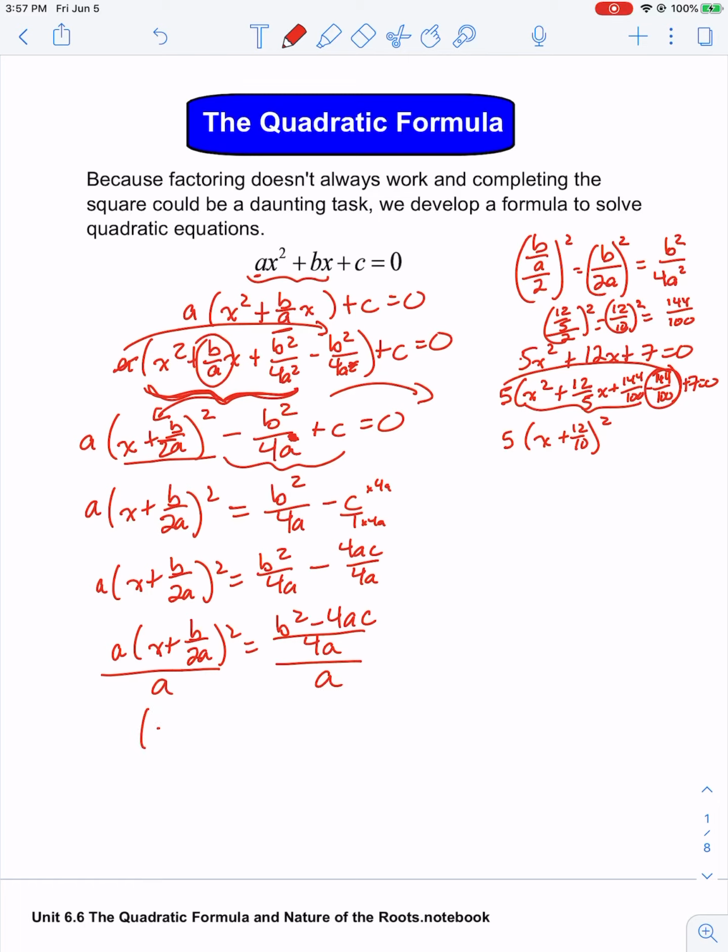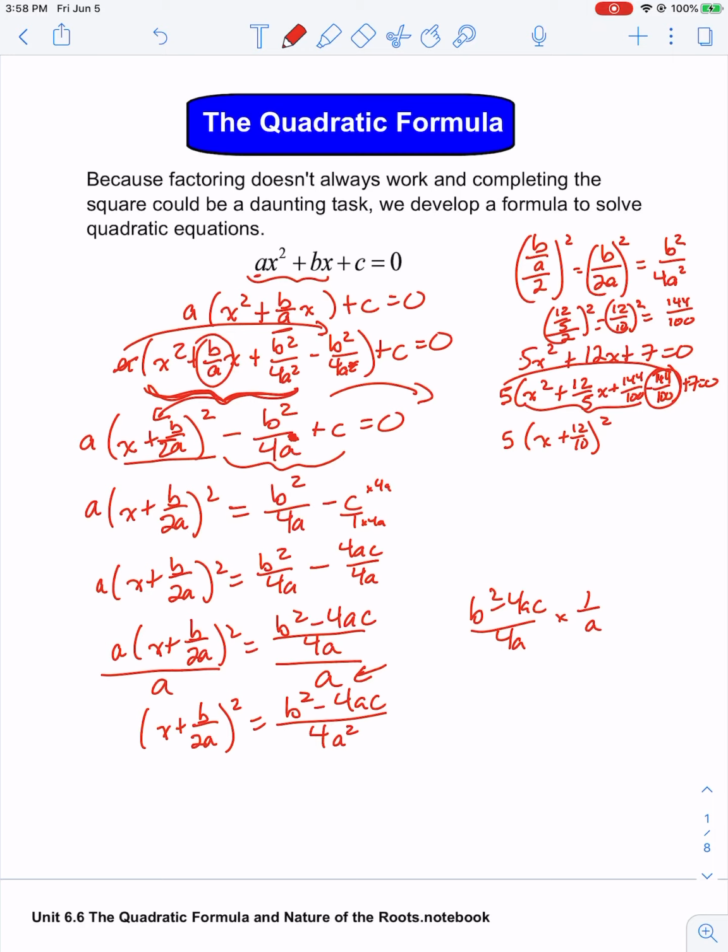So then that gives us x plus b over 2a all squared equals b squared minus 4ac all over 4a squared. Because taking b squared minus 4ac all over 4a and dividing it by a is the same thing as multiplying it by 1 over a. And so you get a 4a squared.